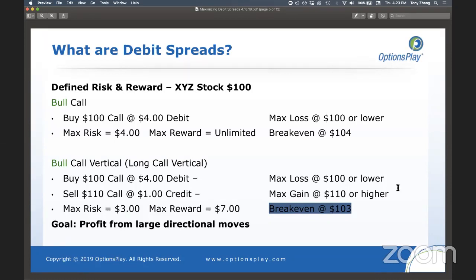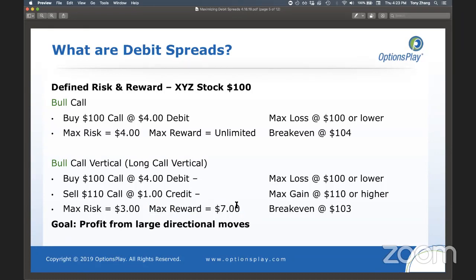And you have a max loss of $3 if the stock is below $100. So if you're wrong on your analysis and the stock stays where it is or moves lower, you will lose the $3. If it goes above 110 or more, you will receive your max reward of $7. So no matter what happens, even if the stock goes to 200, you're still only going to get $7.